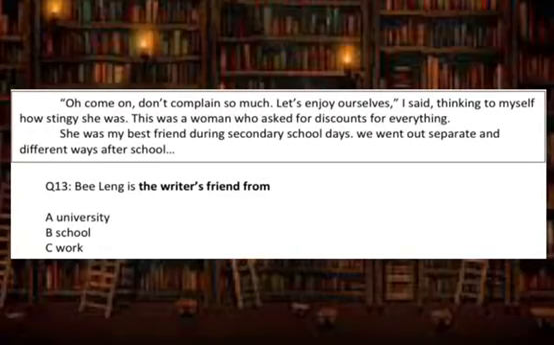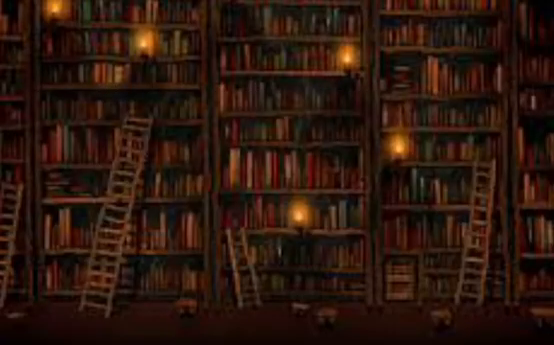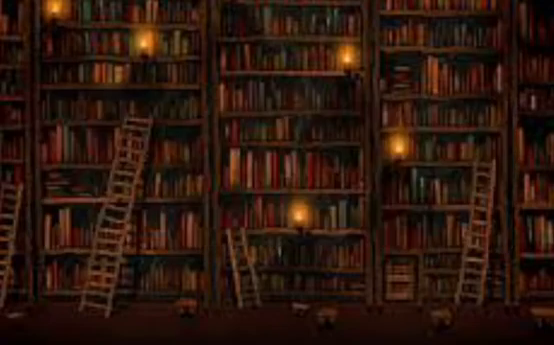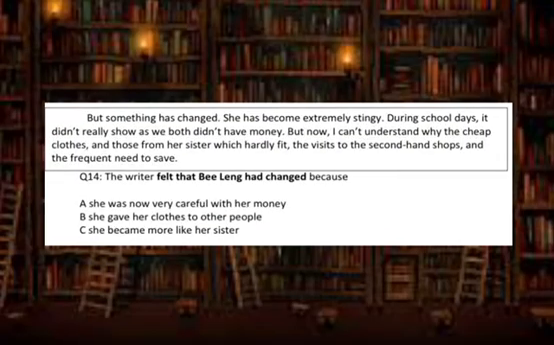Question 13. Bee Lang is the writer's friend from. The keyword for the question is the writer's friend from. Look at the extract above. Focus on the last line. It was a clear-cut answer. She was my best friend during secondary school days. We went our separate and different ways after school. So the answer for this question is B. School.